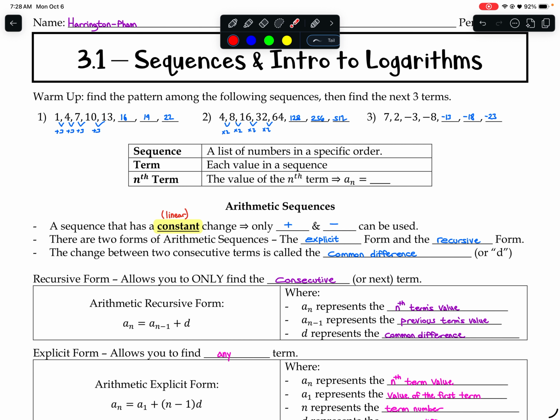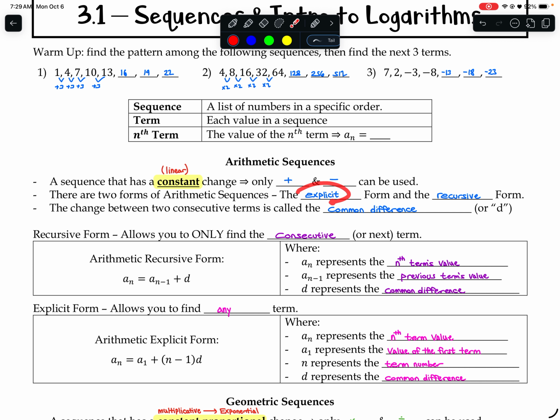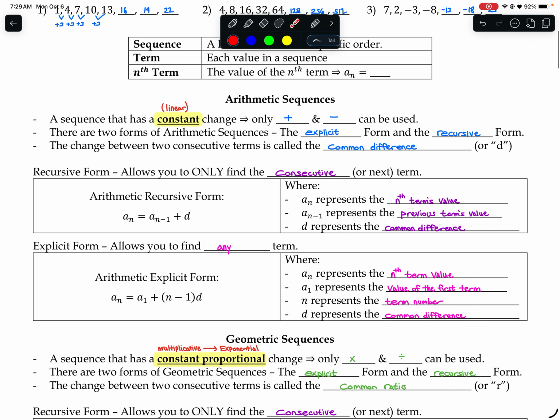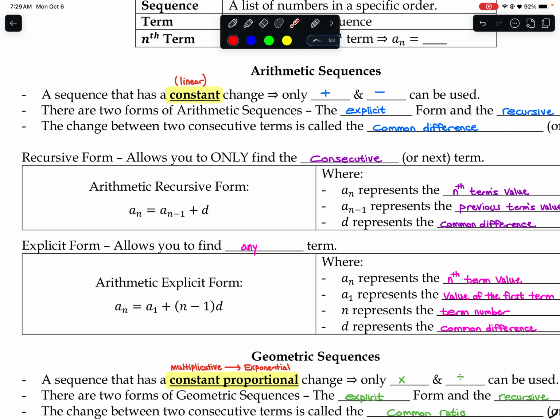So with arithmetic sequences, we have two different forms, or two different types rather. So we have what we call the explicit form, and then we have the recursive form. So the recursive form specifically only lets you find the consecutive term, which is a fancy way of saying only the next term. Whereas the explicit form lets you find any term.